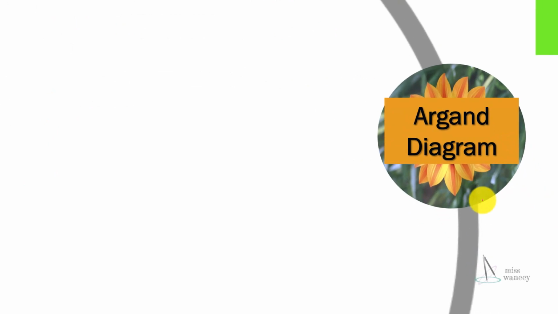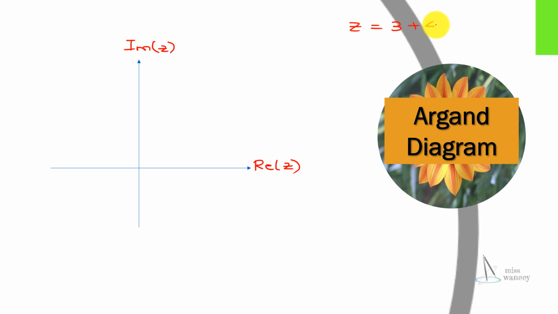Next, we have to draw the Argand diagram. Do make sure you have the axes ready. The x-axis, we don't call it the x-axis anymore, but this is the real part of our complex number, and the y-axis is the imaginary part. Before this, I gave you z equals 3 plus 4i. So the real part is 3, the imaginary part is positive 4. So real 3, imaginary positive 4, which means this point here is our z.